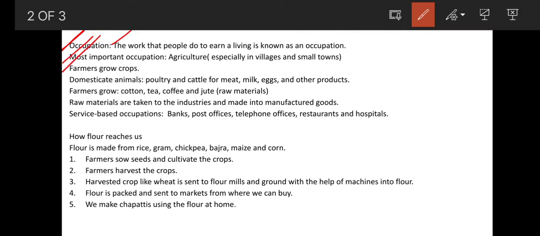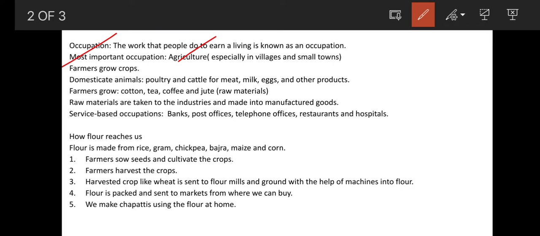Which is the most important occupation? Especially in villages and small towns, the most important occupation in India is agriculture. What is agriculture? Agriculture means growing crops or domesticating animals. These are known as agriculture, which is one of the most important occupations in our country.